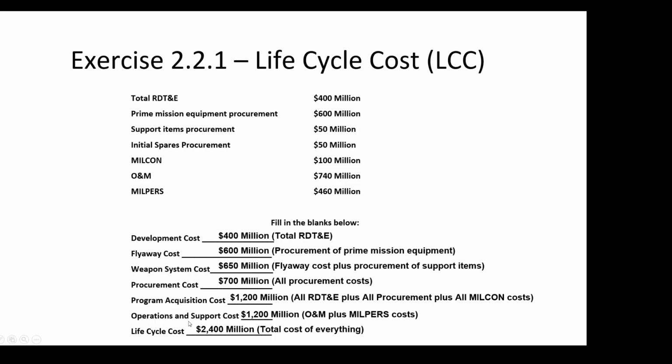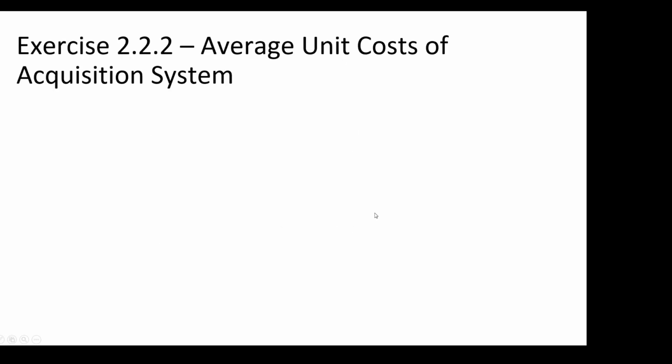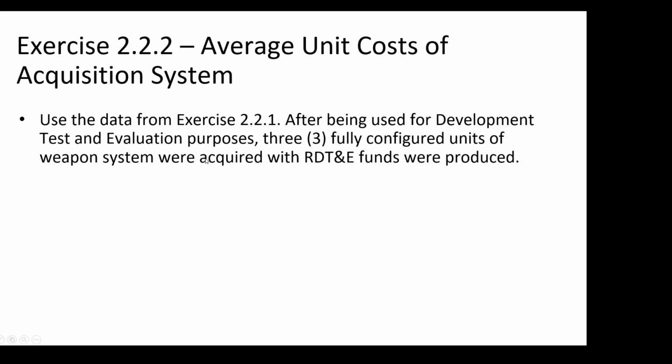Cool, right? So remember these totals, because you will use these same numbers now for exercise 222, average unit cost. Now you need to calculate. So it says use the data from exercise 221, the one we just did. After being used for developmental test and evaluation purposes, 3 fully configured units. That's what we're looking for. They have to be fully configured.